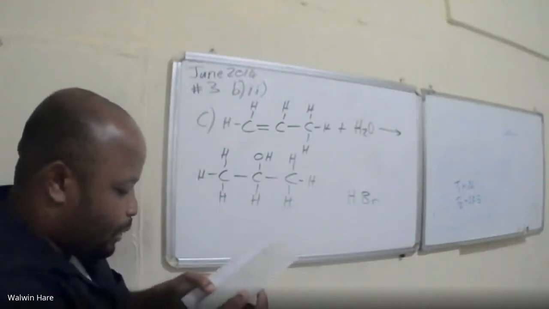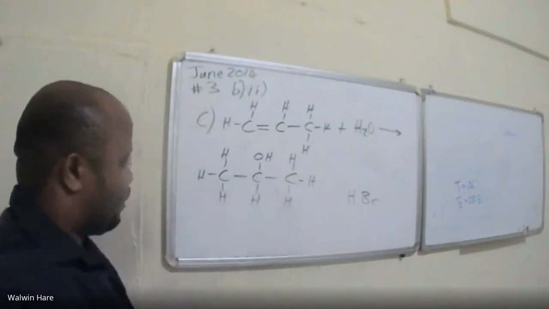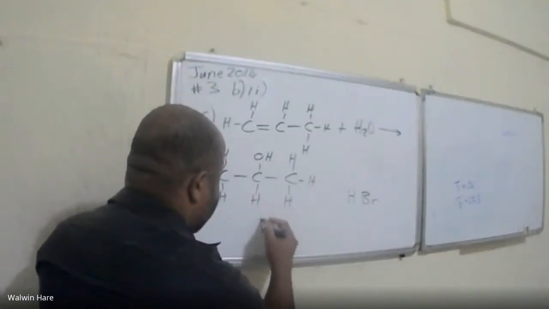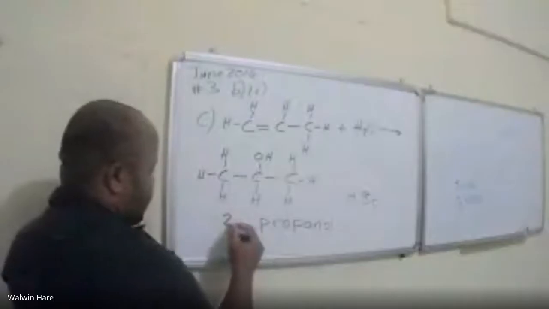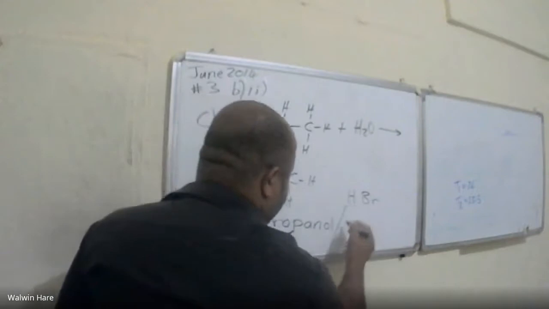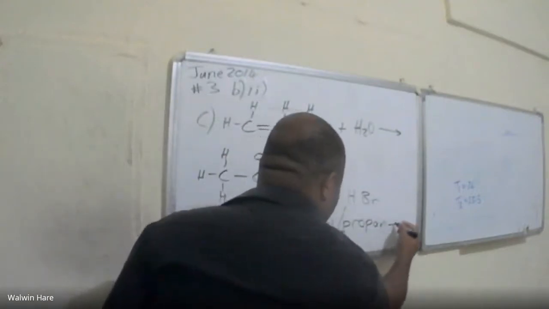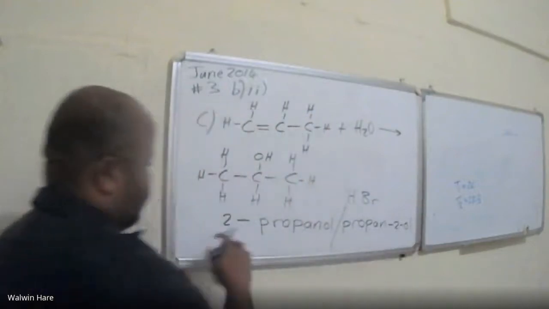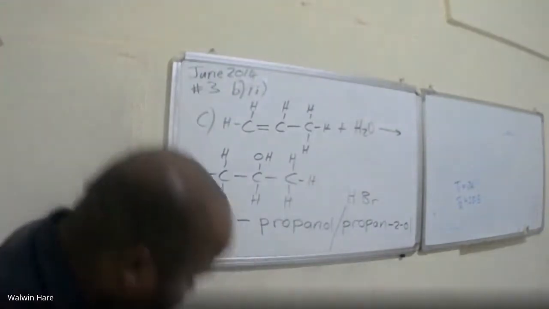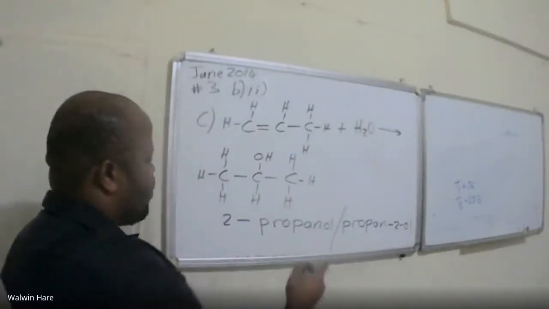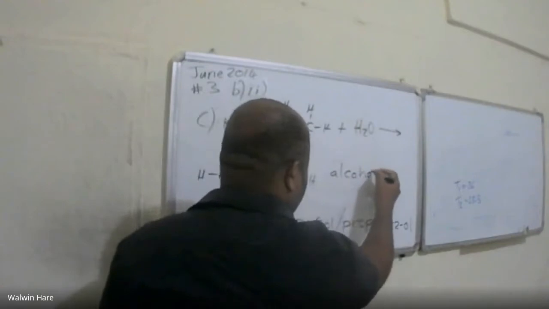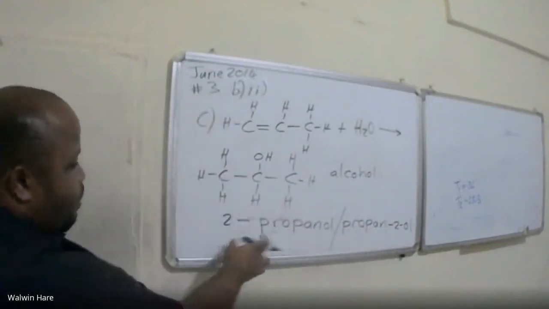It says state the name of compound D. So what is the name of compound D? Propanol. Right. And which carbon is the OH group on? The second. Right, so it is 2-propanol, or you can say propan-2-ol. It also asks for the homologous series. For alcohol. Right, so the homologous series is alcohol, and the name is 2-propanol.